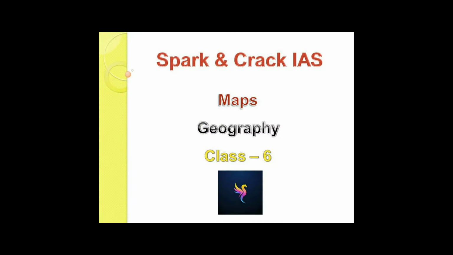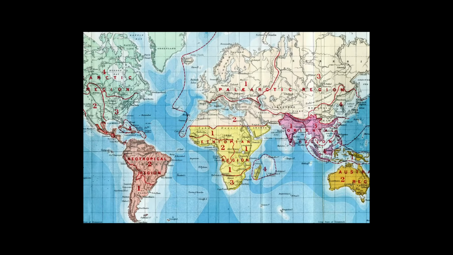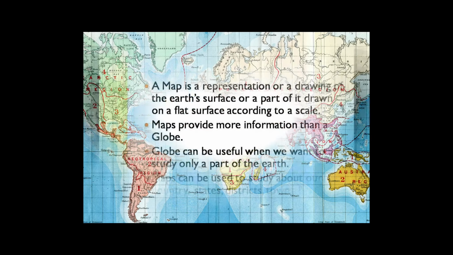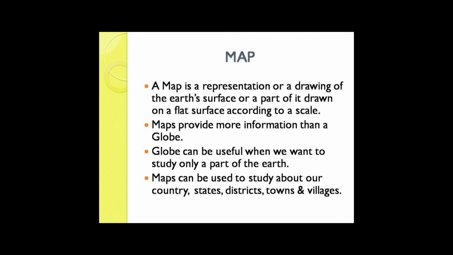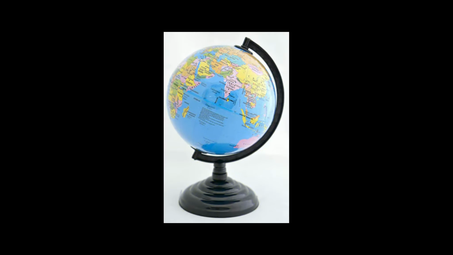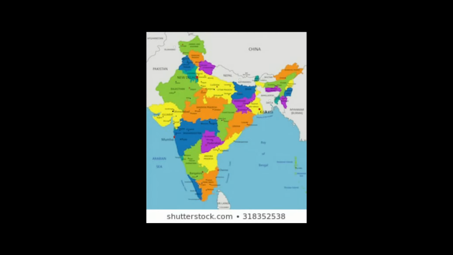Hi viewers, in this video we are going to see about the Unit 4 maps from NCERT Class 6 book. Map. A map is a representation or a drawing of the Earth's surface or a part of it drawn on a flat surface according to a scale. Maps provide more information than a globe. Globe can be useful when we want to study only a part of the Earth. Maps can be used to study about our country, states, districts, towns and villages.